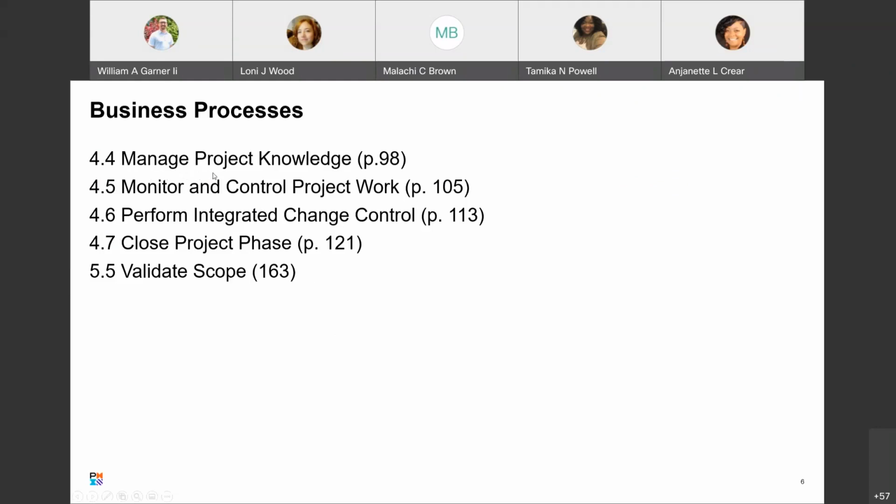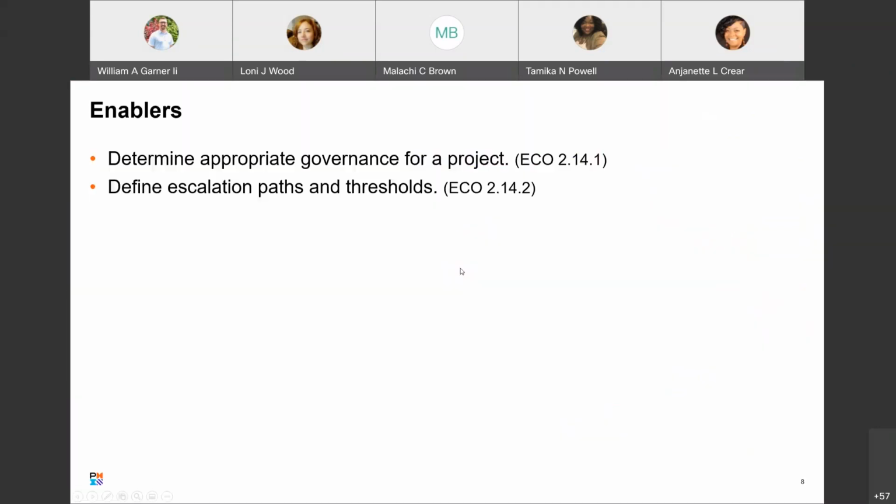But 4.4 is managing project knowledge. 4.5, monitor and control project work. Perform integrated change control is 4.6. 4.7, close project phase. 5.5 is validate scope. So here we go.